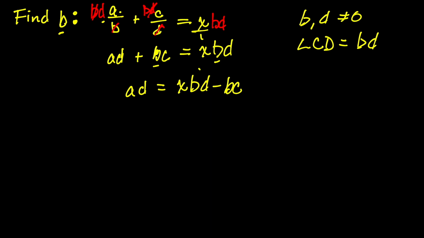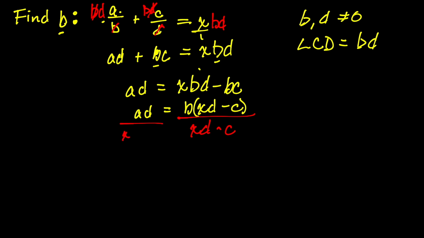And now, again, same strategy as before, I can factor a b from this expression. So let's do that. ad equals b times xd minus c. So when I do that, I have bxd here. This is what I had here. And then b times c was what we had here. So now we're home free just about. Let's go ahead and divide both sides by xd minus c.